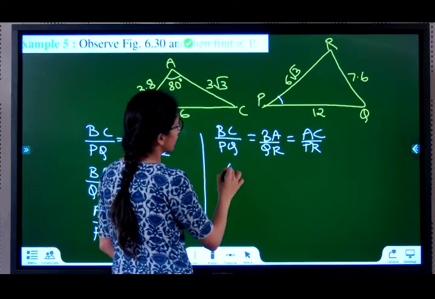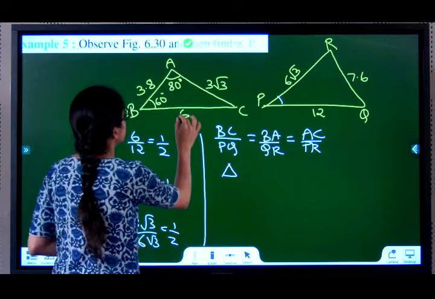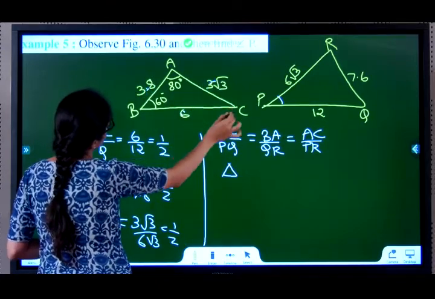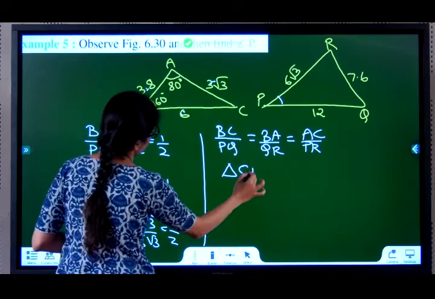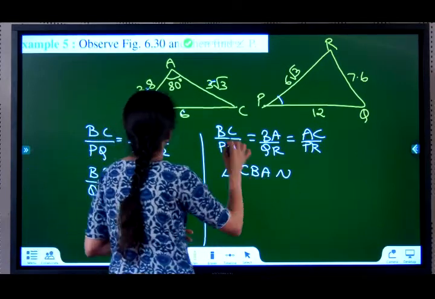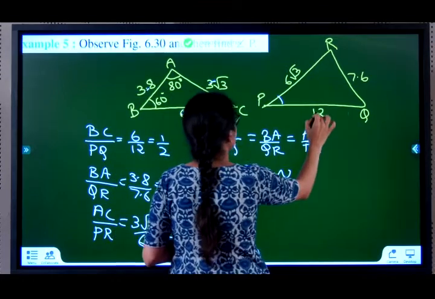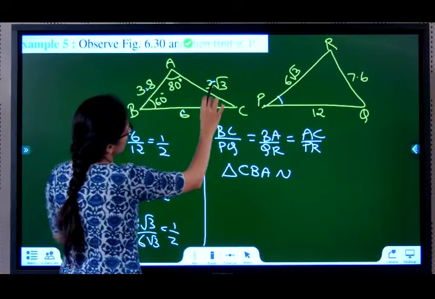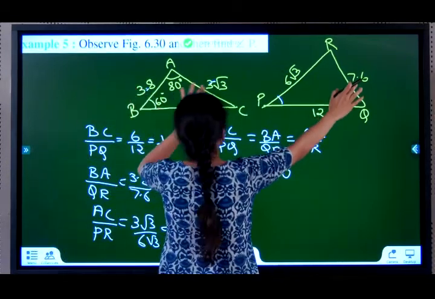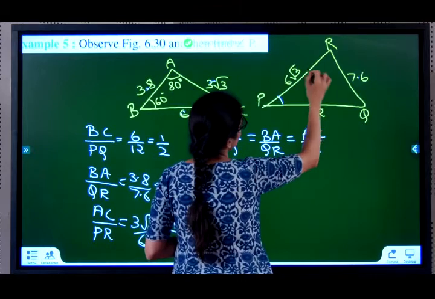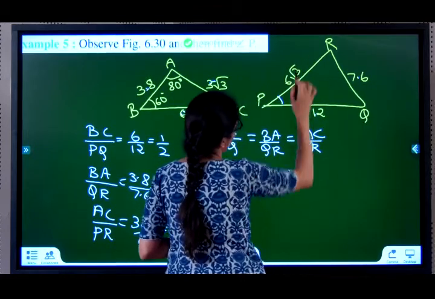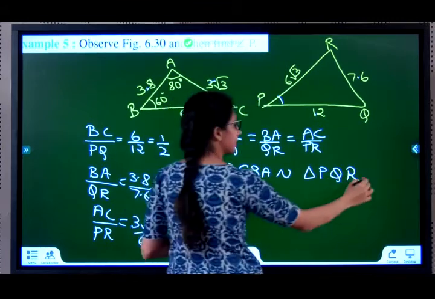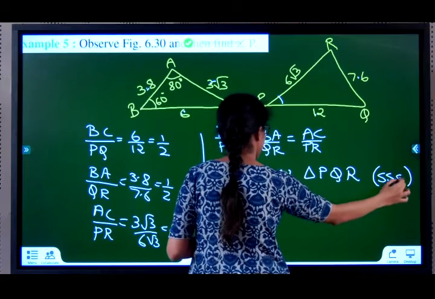So now triangle whom is similar to whom? 6, 3.8, 3 root 3. CBA. Triangle CBA is similar to 12, 7.6, 6 root 3. Please follow the order. 6 related to 12, 3.8 related to 7.6, 3 root 3 related to 6 root 3. PQR. Fine. Criteria, SSS similarity criteria.